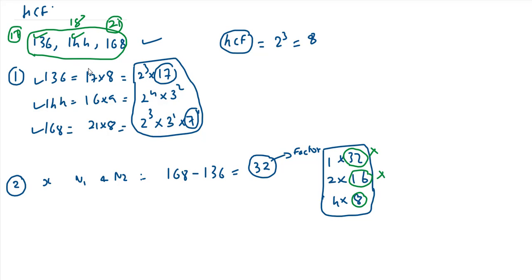So 8 is the number which can divide all these three numbers, and it is the highest number which can divide all these three numbers. Therefore, the HCF of these numbers will be equal to 8. Same as what we got by the previous method.